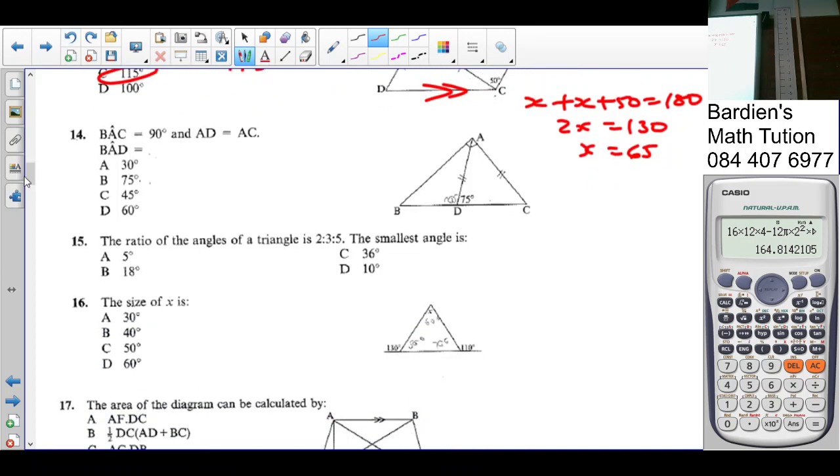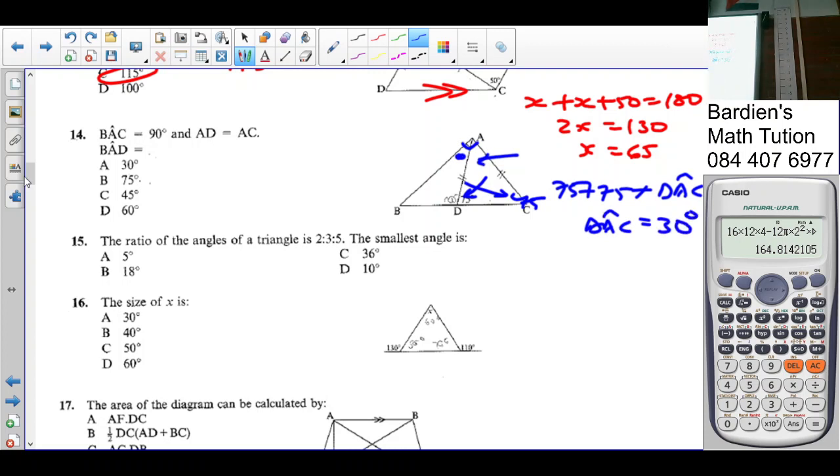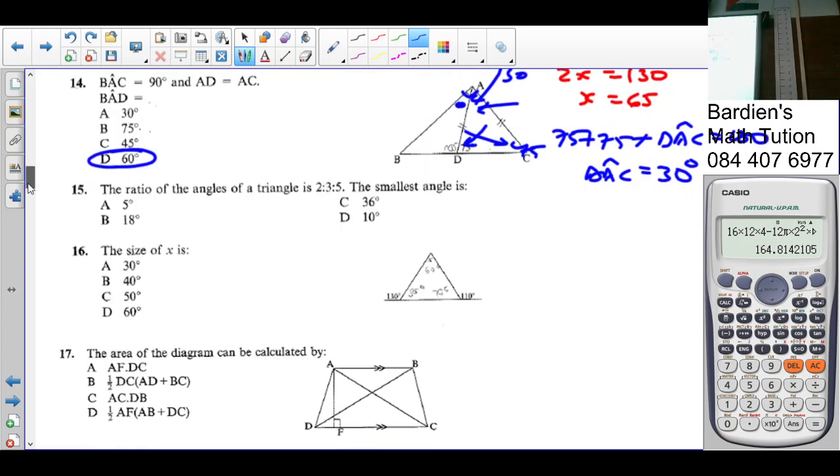The next one is BAC is 90. AD, so that angle is equal to that angle. So this is 75 degrees. They want to know the size of BAD. BAD, this angle here. So if this is 75, I can work out that angle there. So 75 plus 75 plus DAC equals 180. So DAC is equal to 30 degrees. So that is 30. 90 minus 30, 60. That makes the answer D.